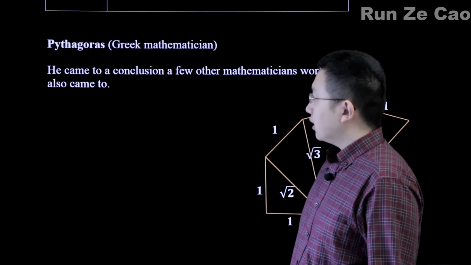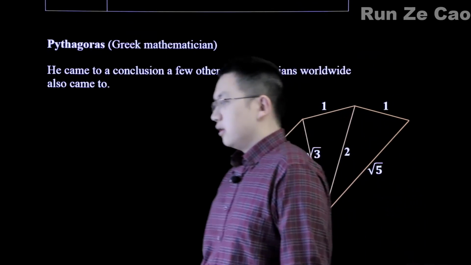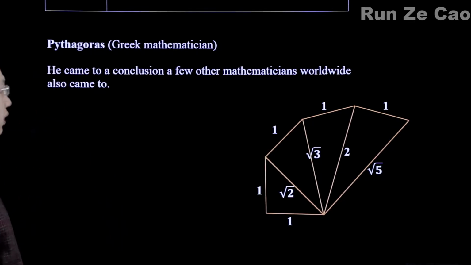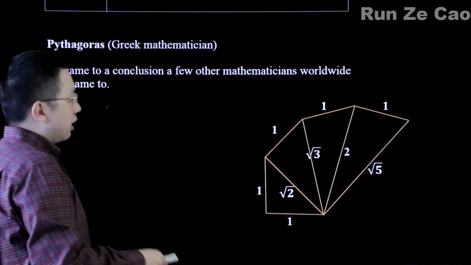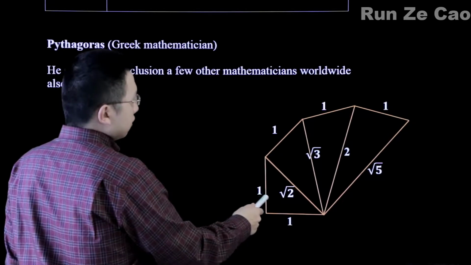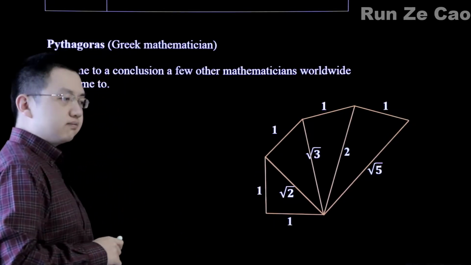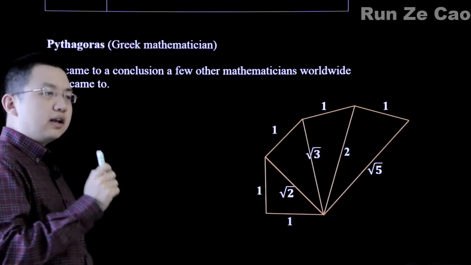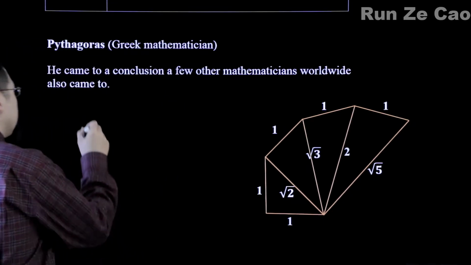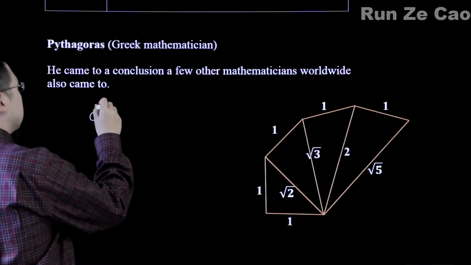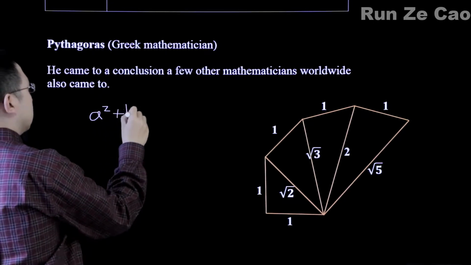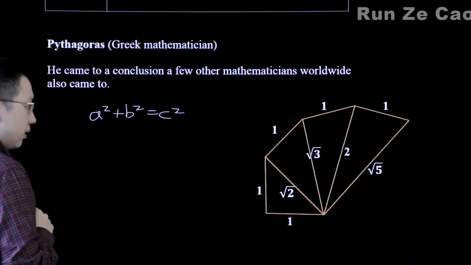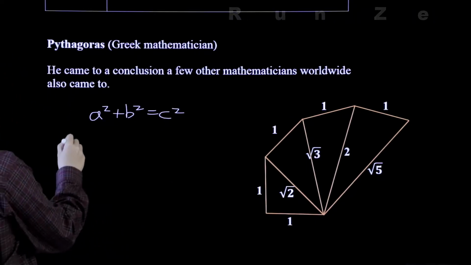Pythagoras, a Greek mathematician, his students and himself came to a conclusion that there were numbers that could not be explained using fractions. Now, the conclusion that he and a few other mathematicians worldwide came to was the Pythagorean theorem.